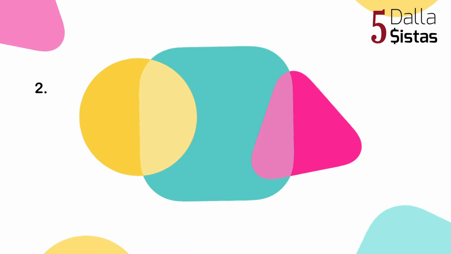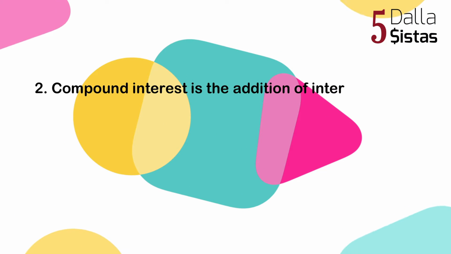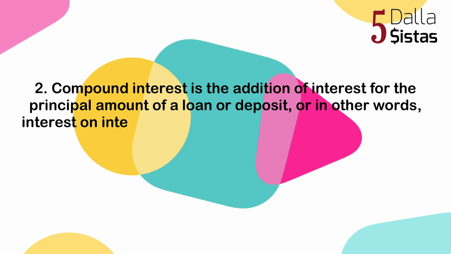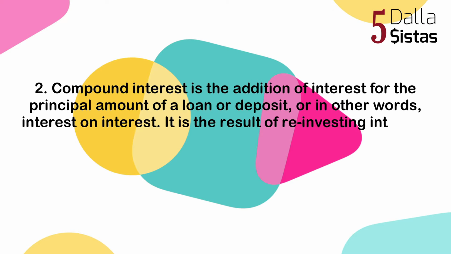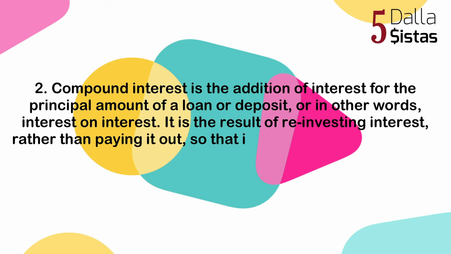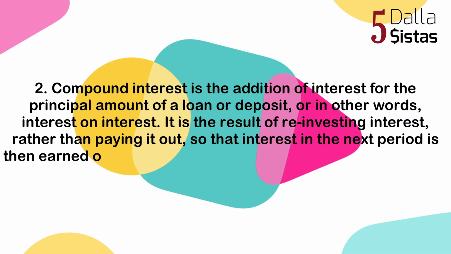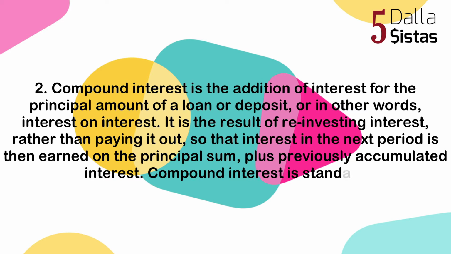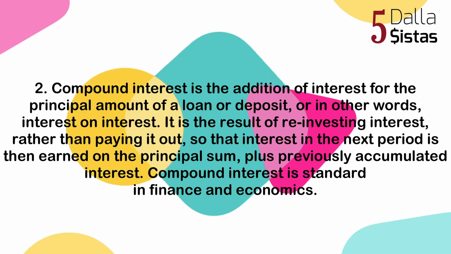every day. Compound interest. Compound interest is the addition of interest to the principal amount of a loan or deposit, or in other words, interest on interest. It is the result of reinvesting interest rather than paying it out, so that interest in the next period is then earned on the principal sum plus previously accumulated interest. Compound interest is standard in finance and economics.